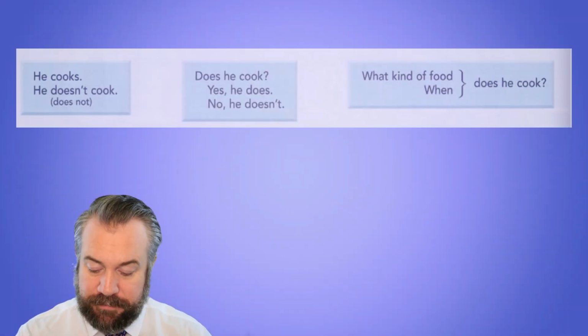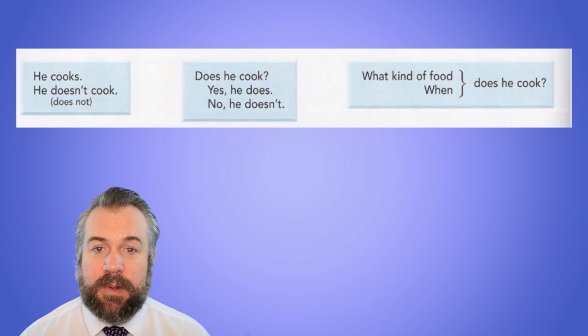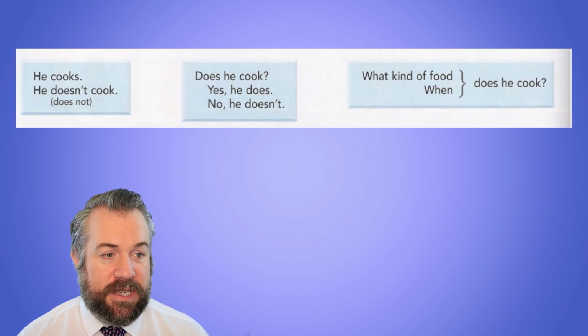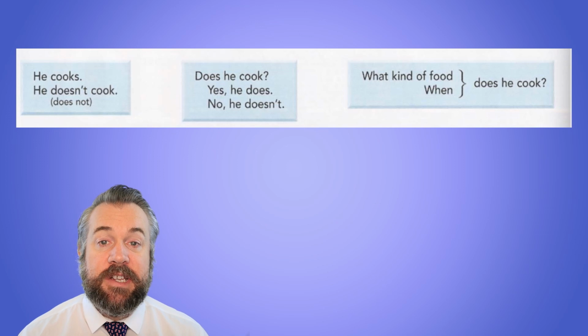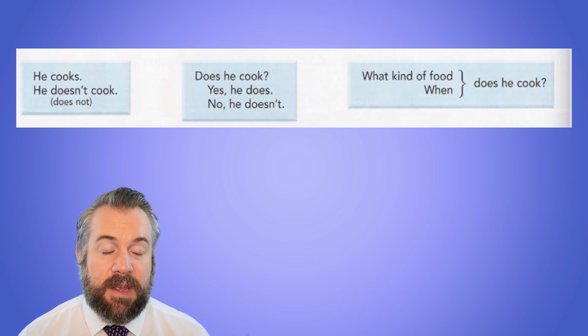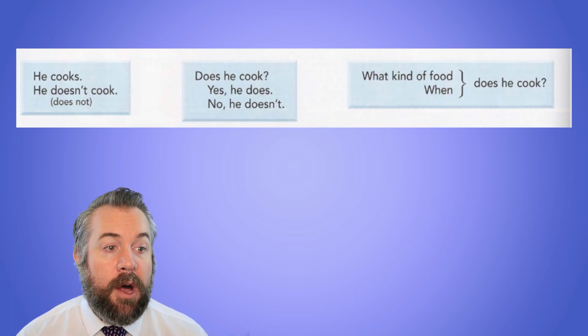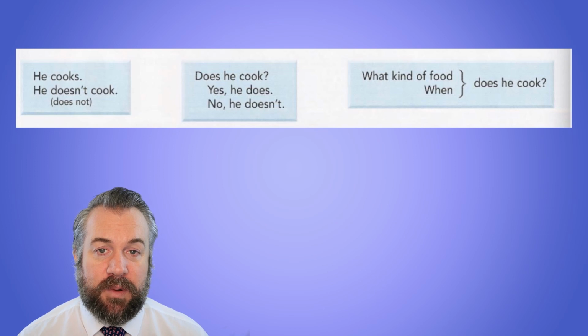Page 88, Stanley's International Restaurant. The top of page 88 shows you the structure of the sentences and questions we'll be using. It starts with the simple verb cook. He cooks, or he doesn't cook, the negative, he does not cook. For example, he cooks Italian food on Monday. He does not cook Italian food on Tuesday.